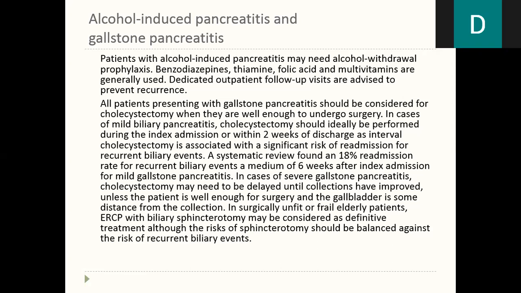In surgically unfit or frail elderly patients, ERCP with biliary sphincterotomy may be considered as definitive treatment. Also, the risk of sphincterotomy should be balanced against the risk of recurrent biliary events.